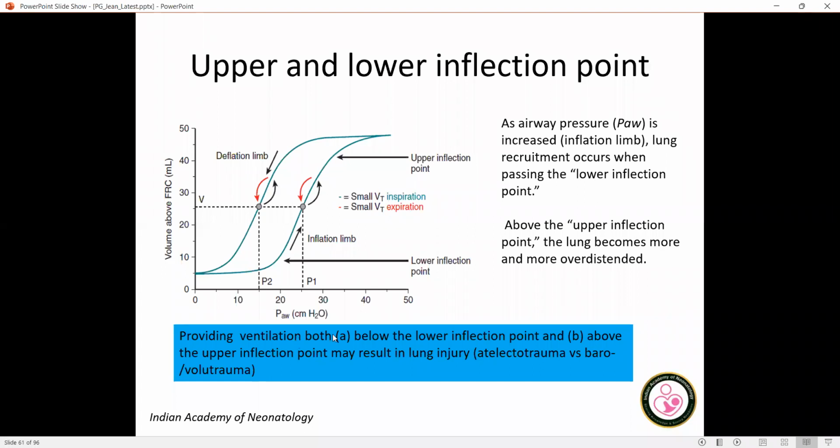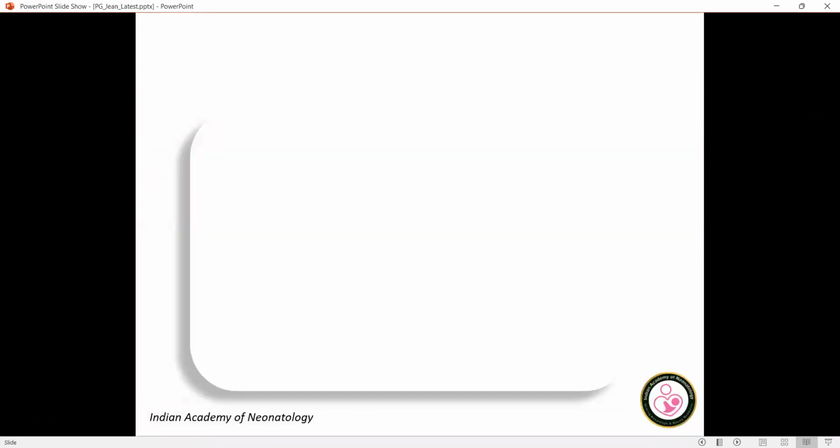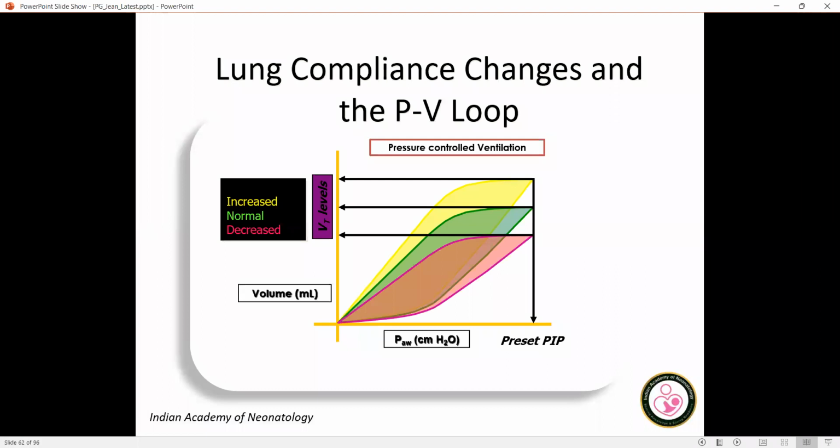If you are ventilating below the lower inflection point, the alveoli will be closing and opening, and that will cause atelectasis. And if you are ventilating above the upper inflection point, that will cause overstretching of the alveoli, resulting in barotrauma or volutrauma. So these are the important concepts regarding the pressure volume loop. Now we can come to the topic.